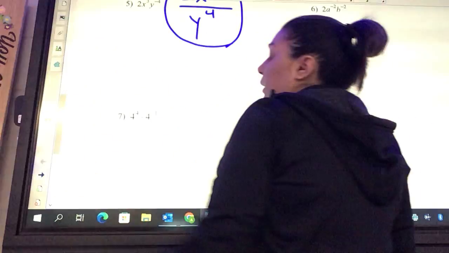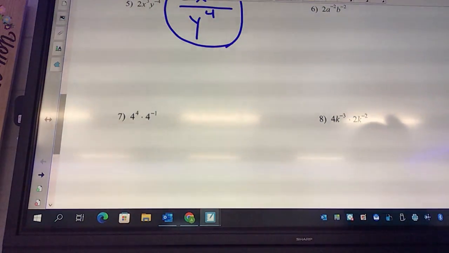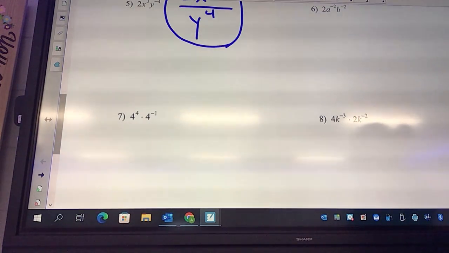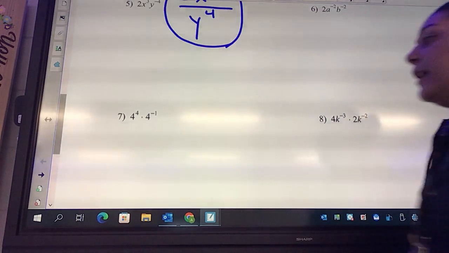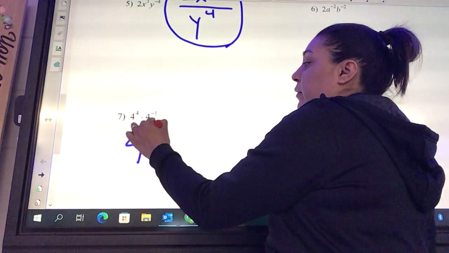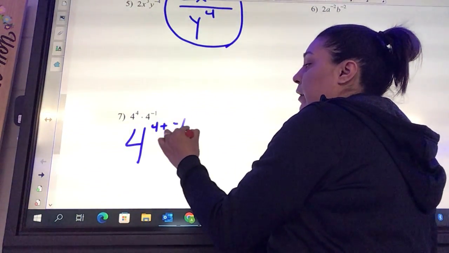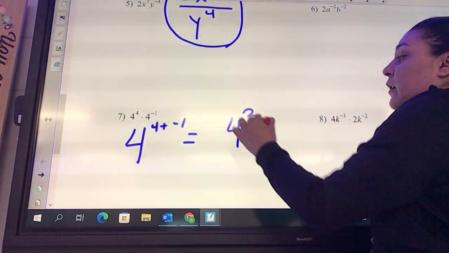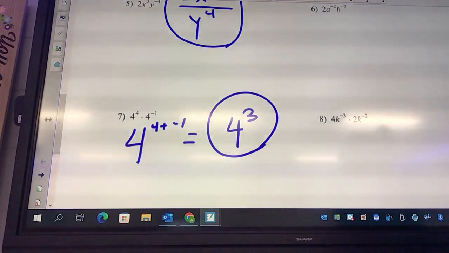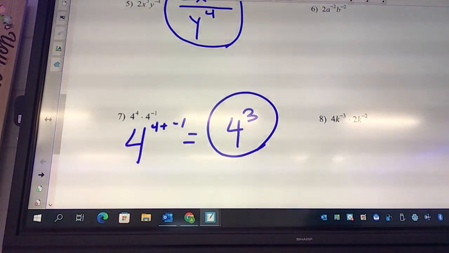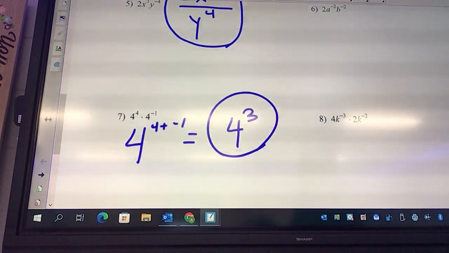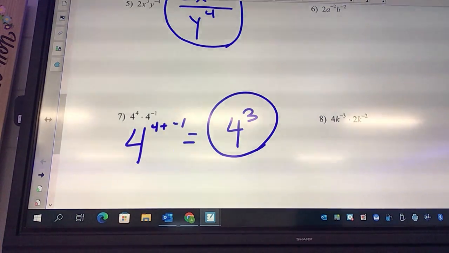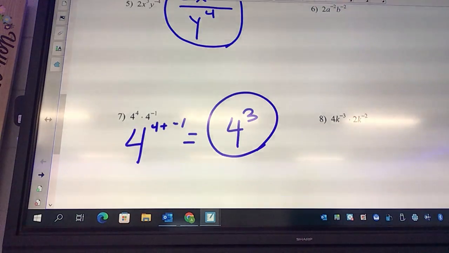Okay, 7. What rule is that? It's got the dot. It's the multiplication rule. So what do we do with the exponents? Yeah, we're going to add them. So we say 4 to the 4 plus negative 1. 4 to the 3. Okay, there's no letters, so we're going to leave it as 4 to the 3. Yep, you multiply the bigs and add the littles.